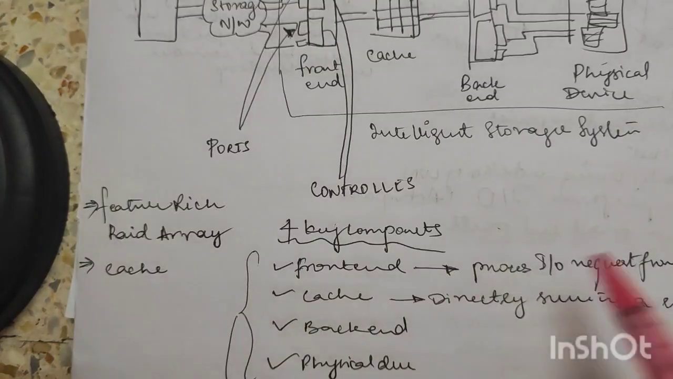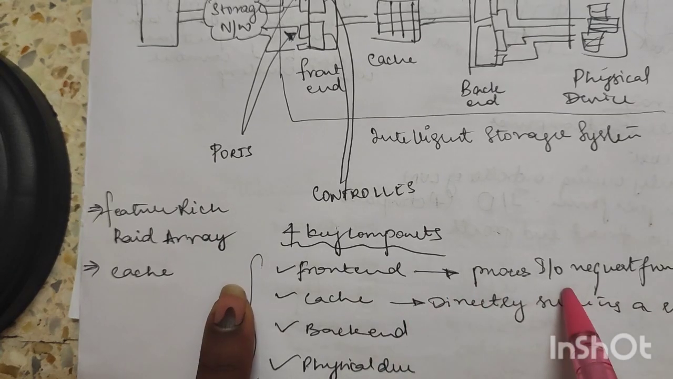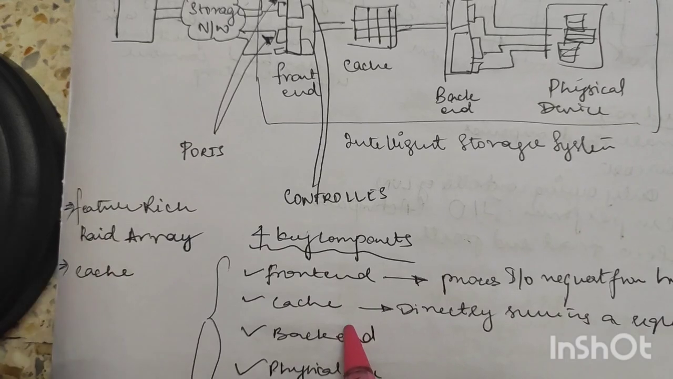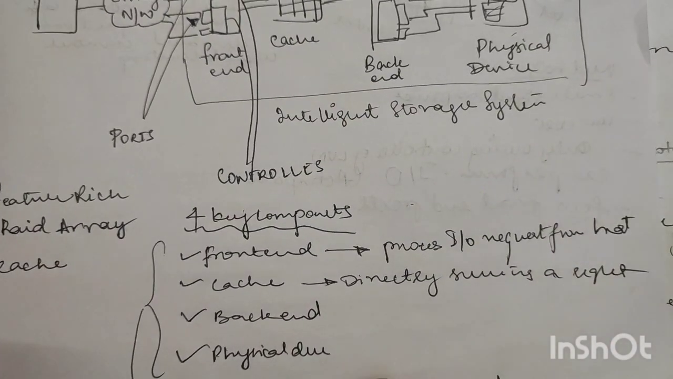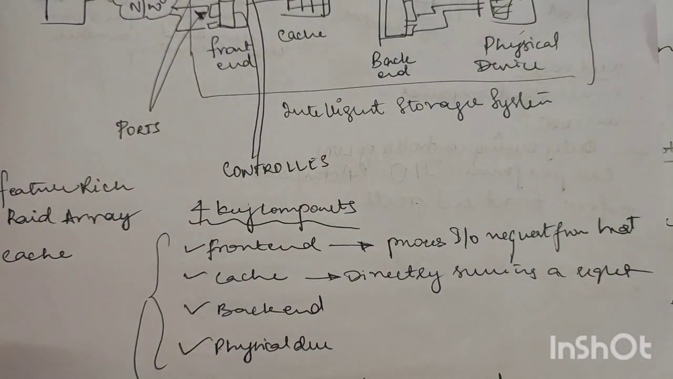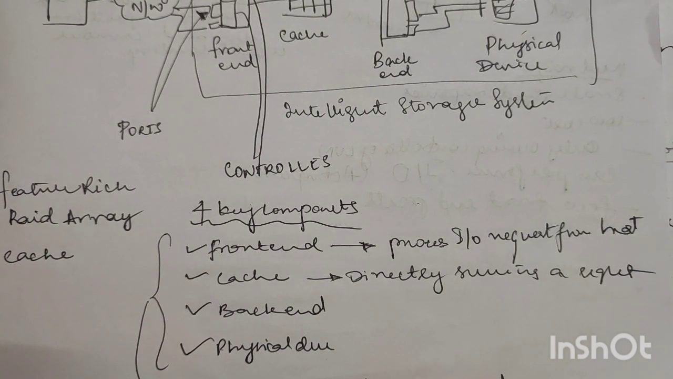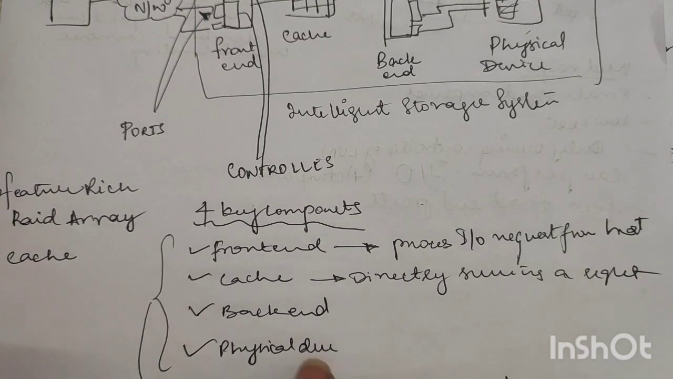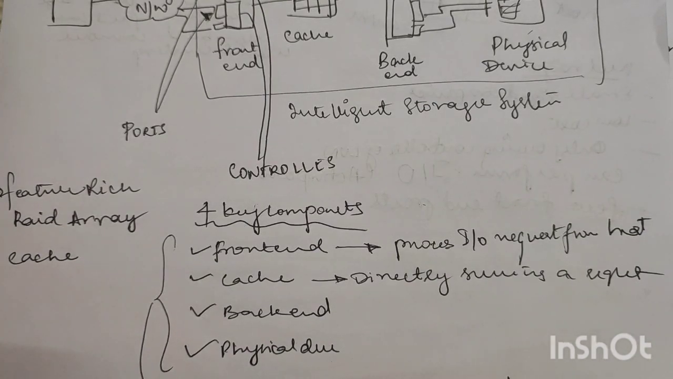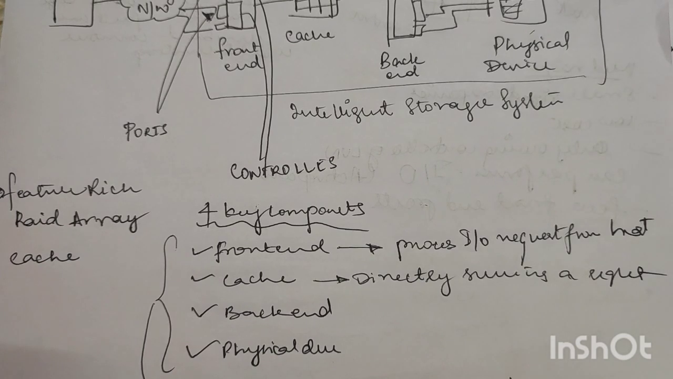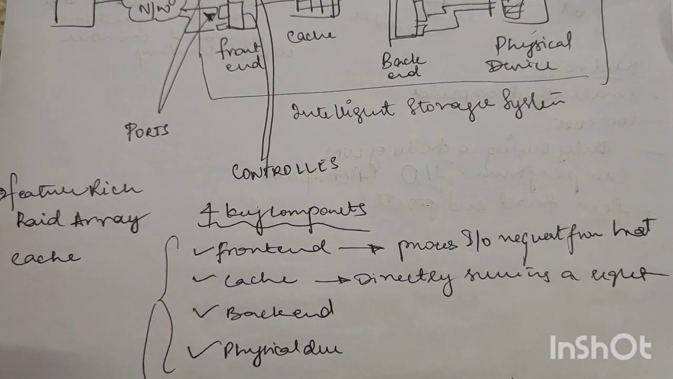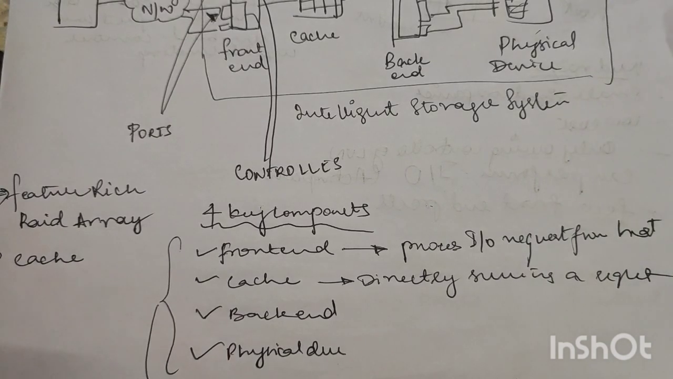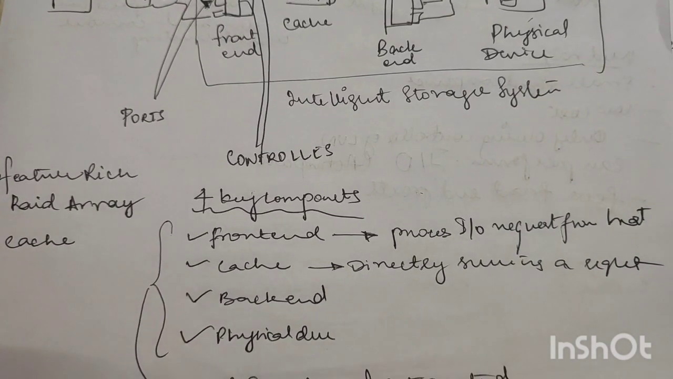What happens here is your front end processes the input request from the host. Your cache saves all the data which is got, and then the request is sent back. And then you have the backend and the physical device. Physical device is where you store your main memory data, and how you collect it from there. Your backend is the way from cache to your main memory storage. So all this is integrated on a single board.